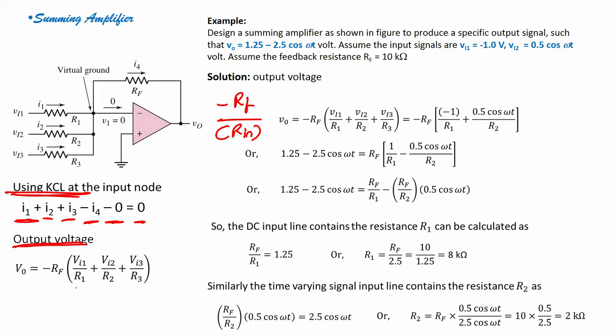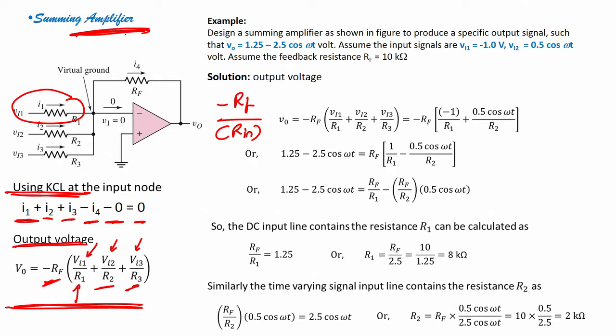Here first is V1 by R1, because RF into V1, then V1 by R1 plus V2 by R2 plus V3 by R3, right. That means the output voltage is the summation of the input voltages, and you can change the gain with the help of RF and the input resistors. That means it is not only providing a summation, it is also providing amplification, and that is why we say this is a summing amplifier, right.